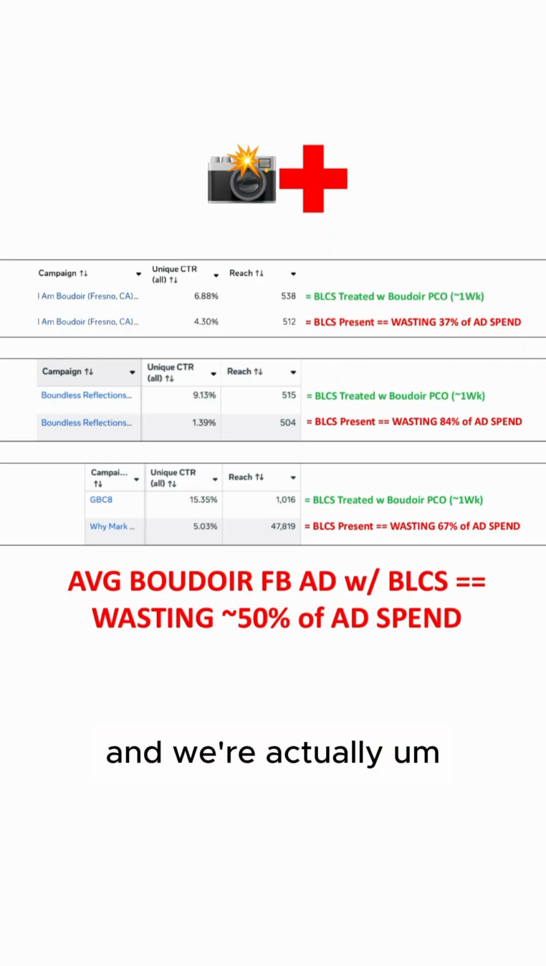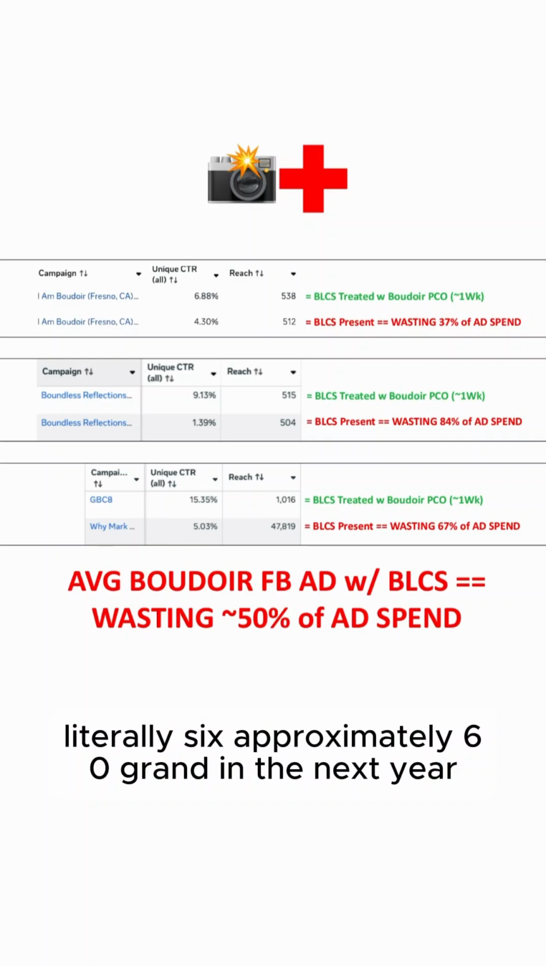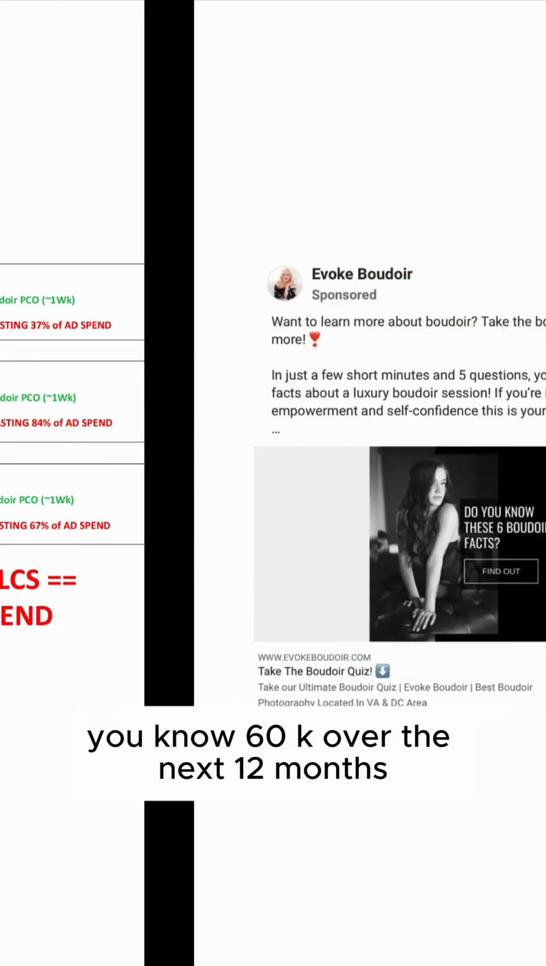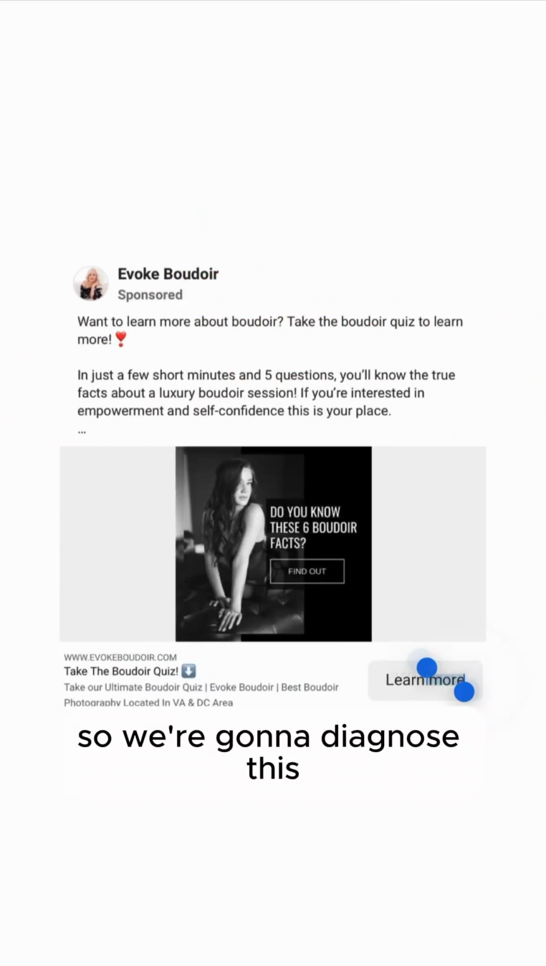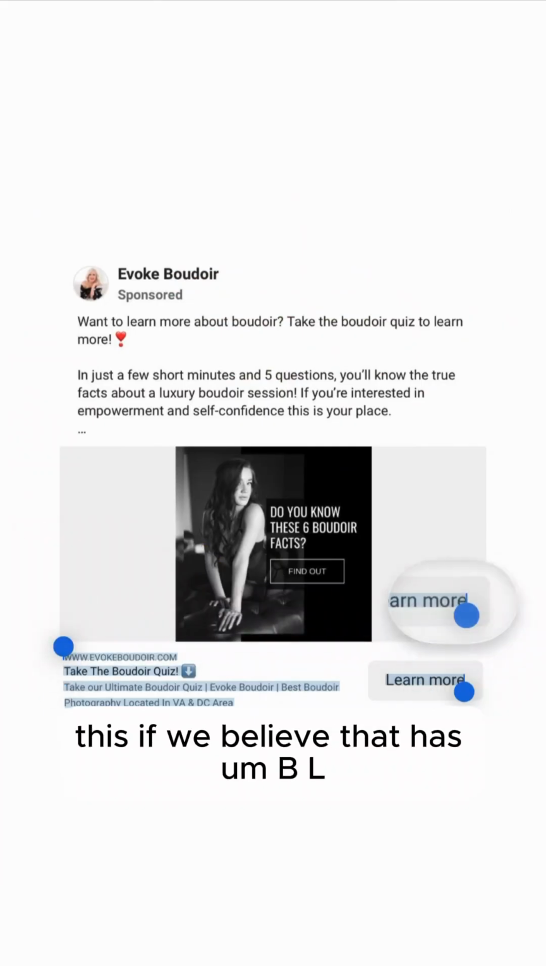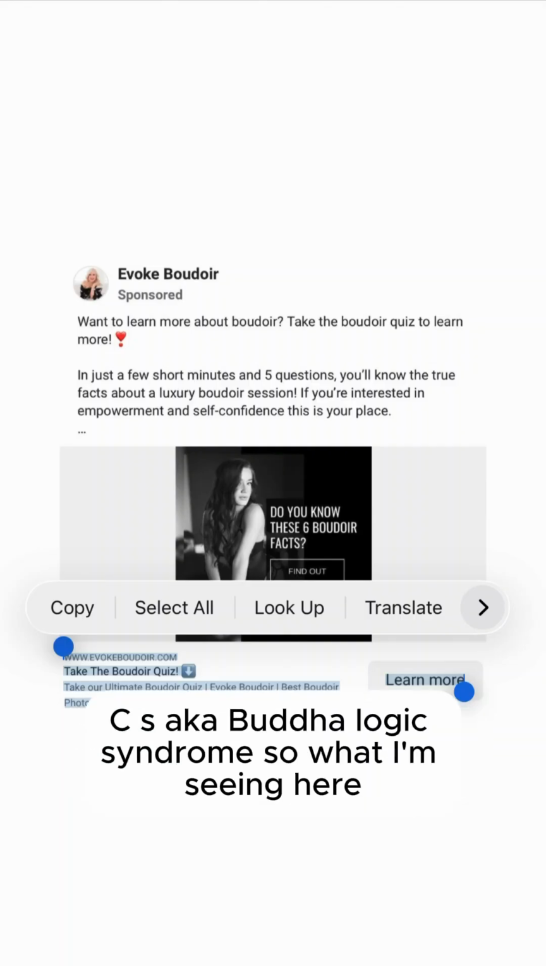And we can eliminate that and save them approximately 60 grand in the next year if they're spending at least 10 grand a month in Boudoir Facebook ads. So we're gonna diagnose this, see if we believe it has BLCS, aka Boudoir low-click syndrome.